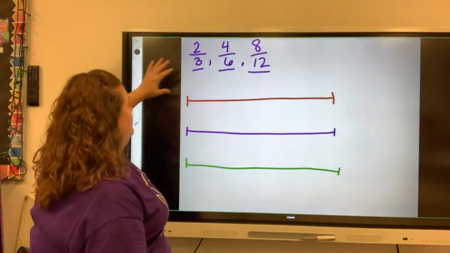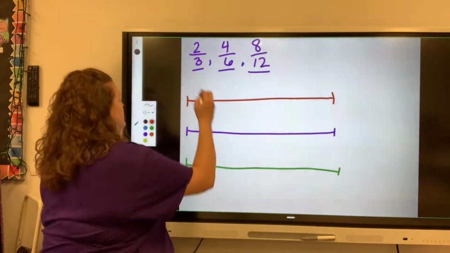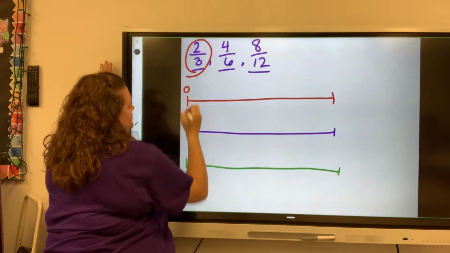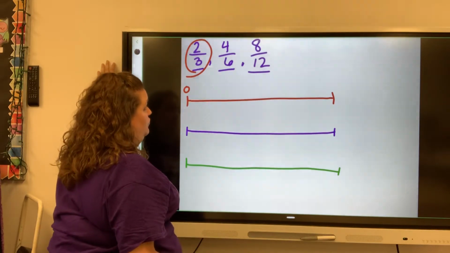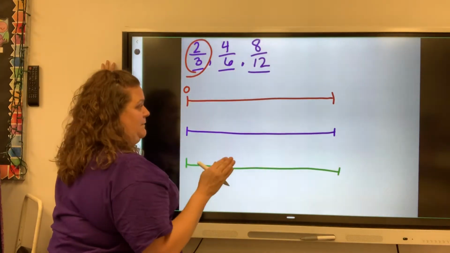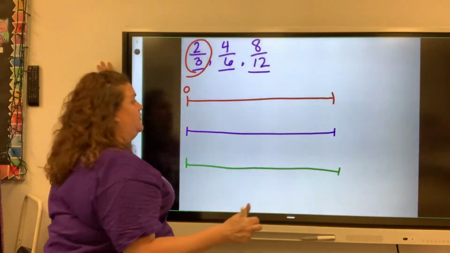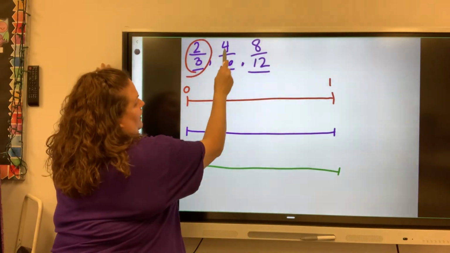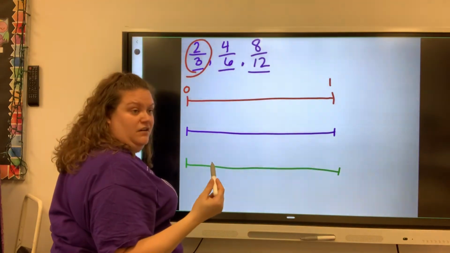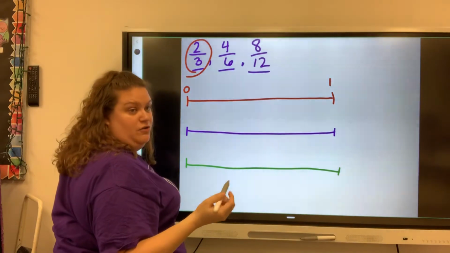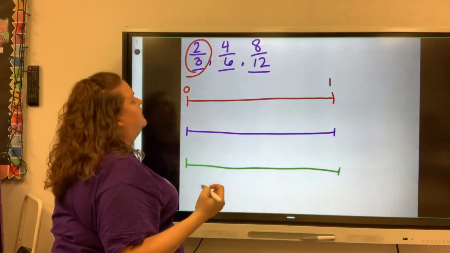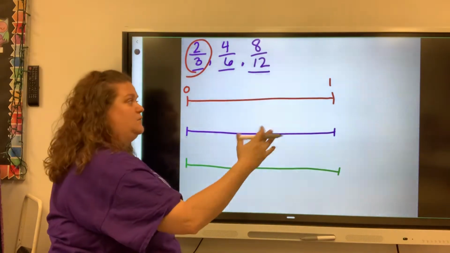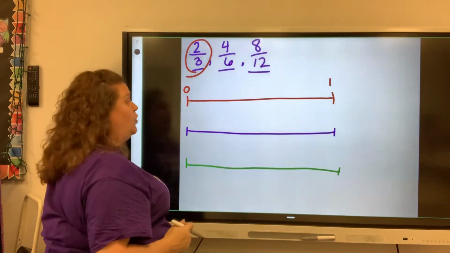But we're going to start out with the first one. So my first one is thirds. I'm going to circle this one so I remember I'm doing thirds on this one. There's my 0. And we're doing 2/3 on this one, but I am going to mark it all the way to the end. So I'm going from 0 to 1 for all of these, because my numerator is smaller than my denominator. If the numerator is larger, you're going past 1. So we're staying at 1 or less.